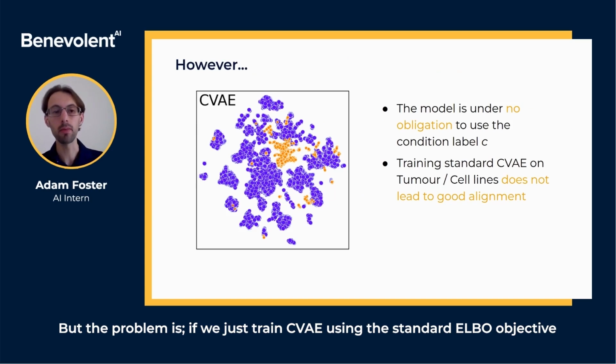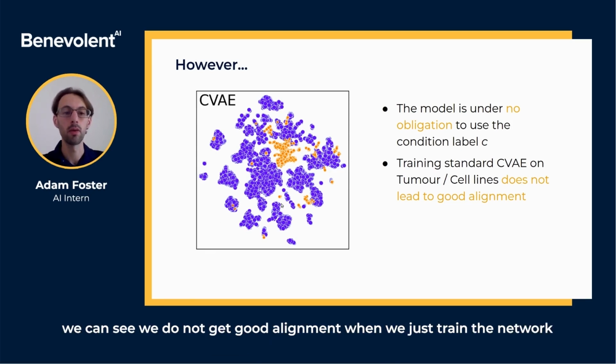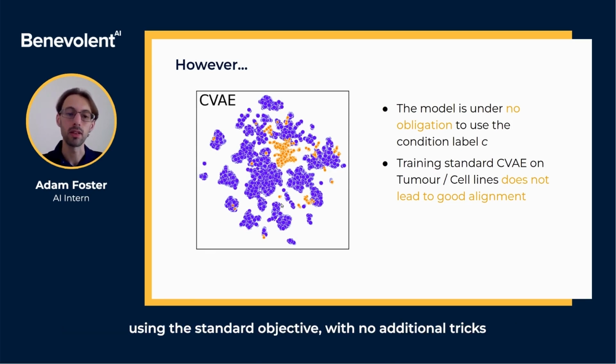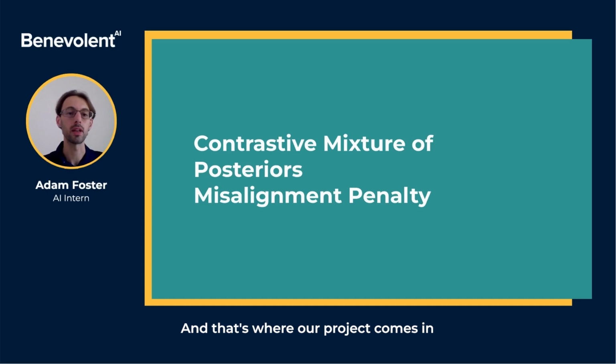But the problem is if we just train a CVAE using the standard ELBO objective, the model may not even use the condition label C. And on this tumor cell line dataset, we can see we do not get good alignment when we just train the network using the standard objective with no additional tricks.